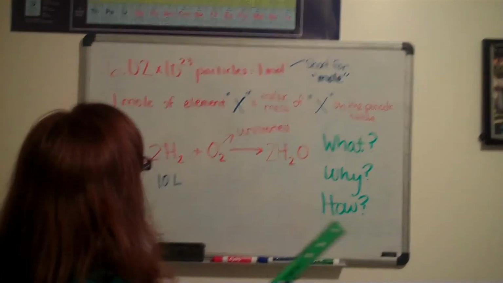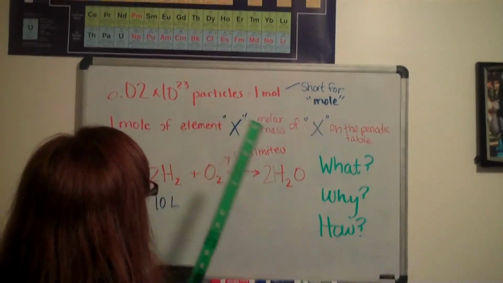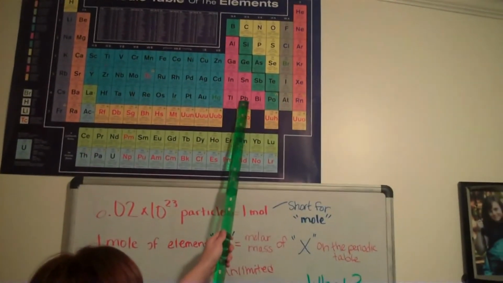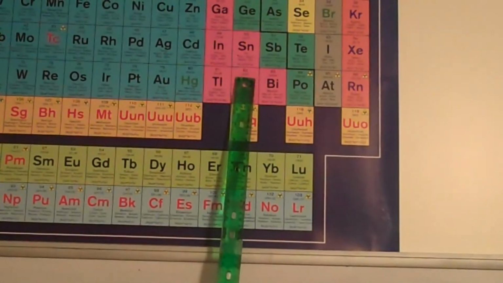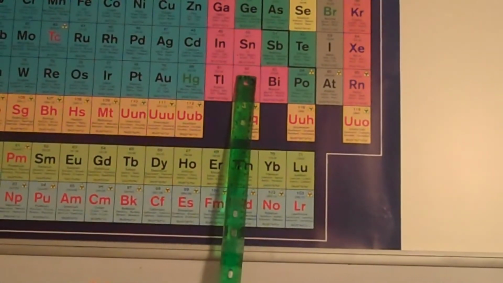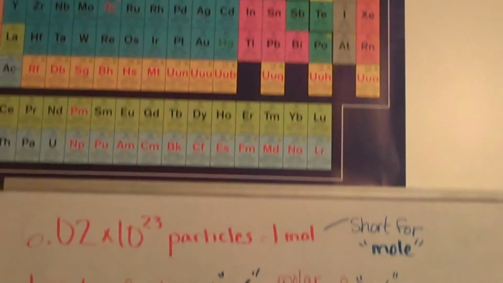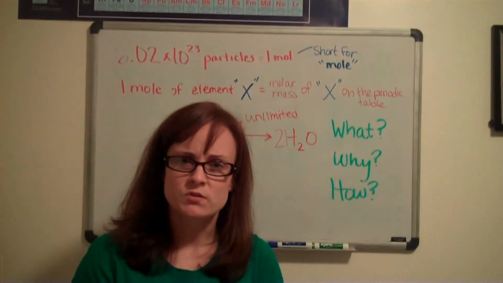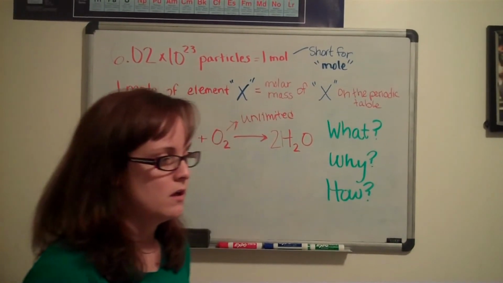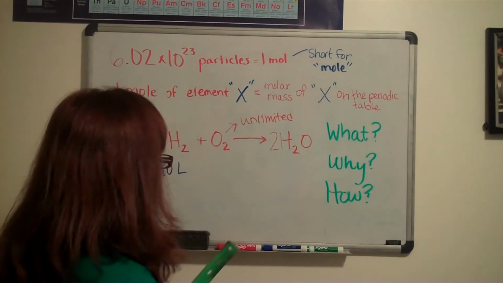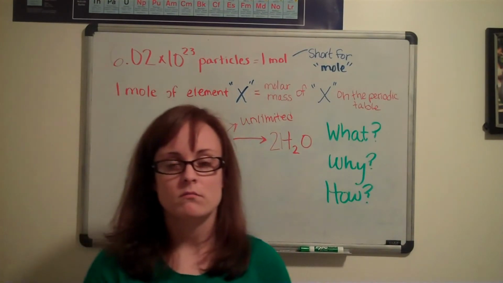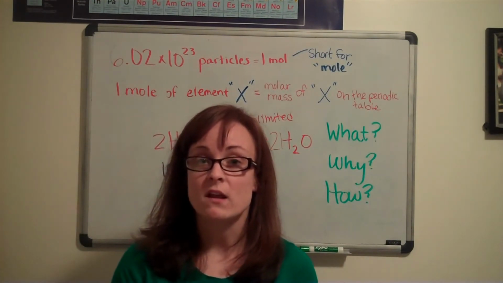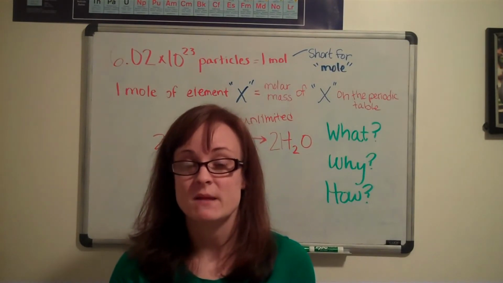Let's find lead. Lead has a symbol of Pb, and it has a molar mass of 207.2 grams per mole. So that's an important unit. You have to start paying attention to units when you do stoichiometry, or you won't be able to do them. The terms molar mass, atomic mass and atomic weight are all interchangeable. They mean the same thing.